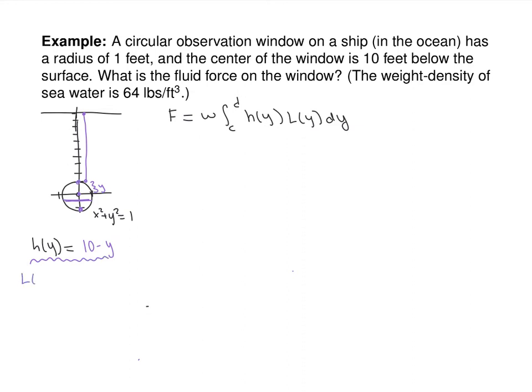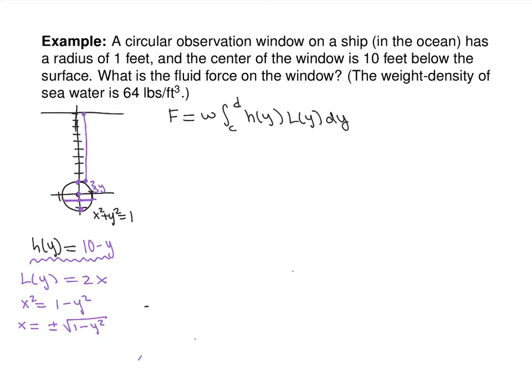Now, the length of a slice will once again be 2x. So once I solve my equation for x, it'll be twice that. So getting x by itself, we have x squared equals 1 minus y squared, or technically x equals plus or minus the square root of 1 minus y squared.